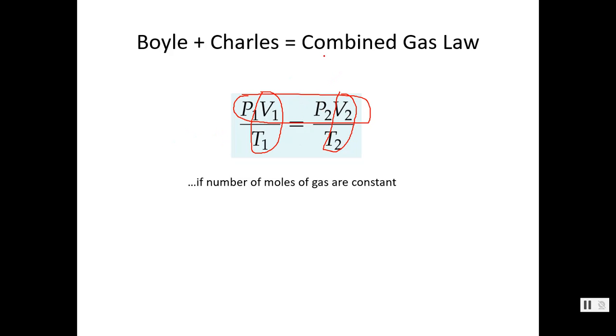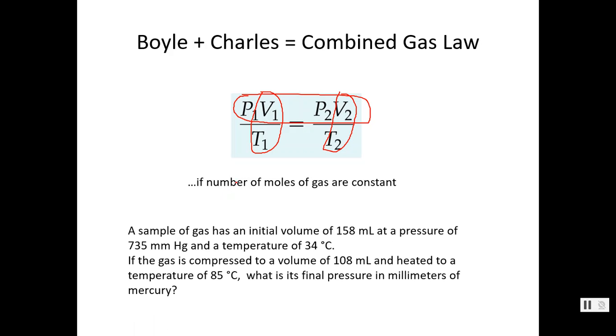So the combined gas law is P1 V1 over T1 equals P2 V2 over T2. And that is assuming that number of moles of your sample is constant. So one way we can use the combined gas law is in a problem like this. We're going to talk through it and actually do it on the next slide.